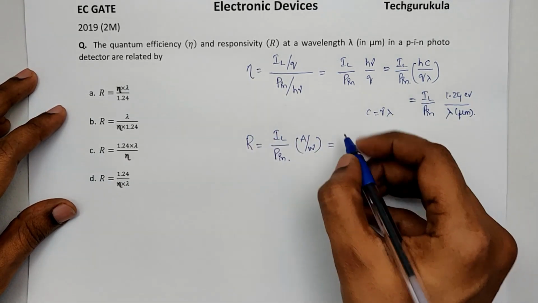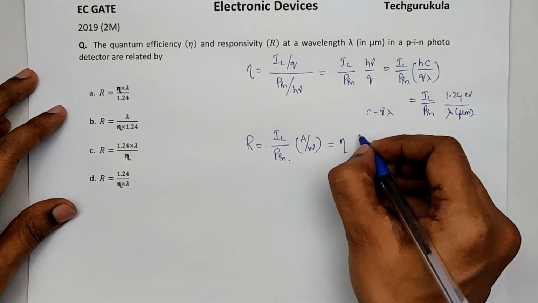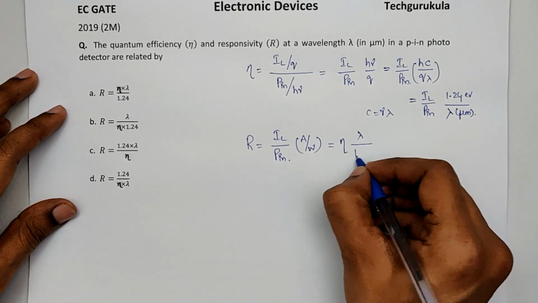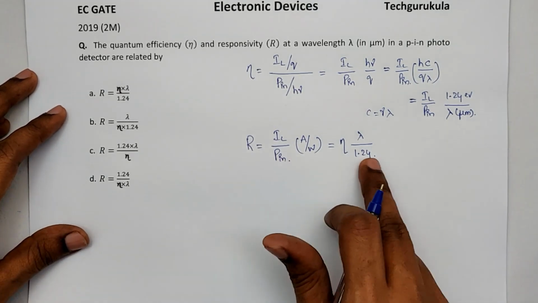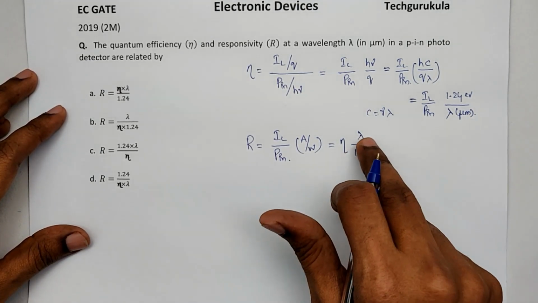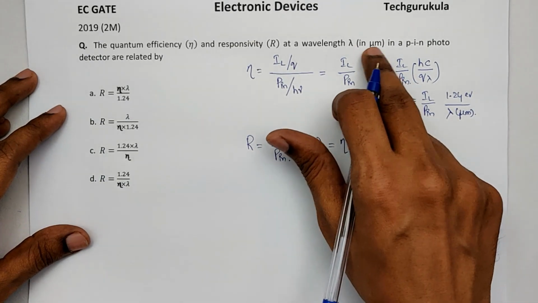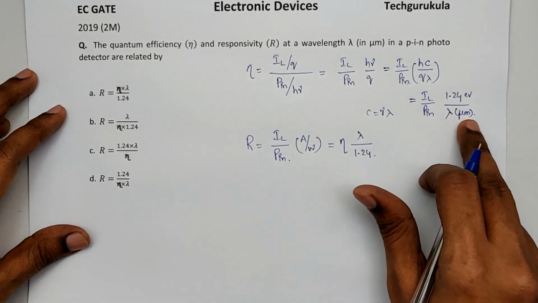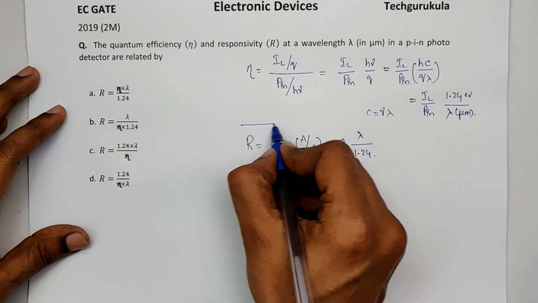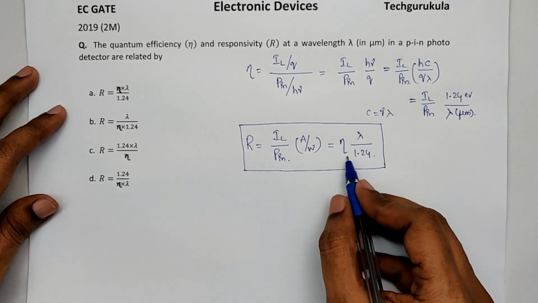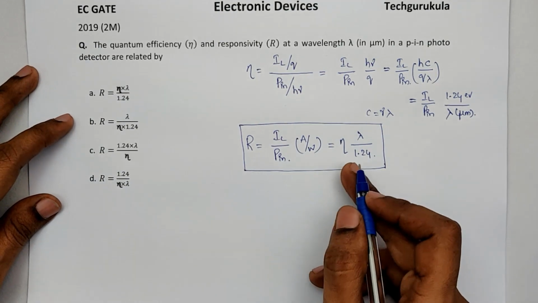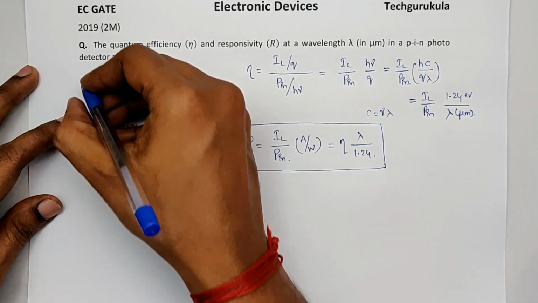So we can write this equal to eta times lambda over 1.24. So responsivity can be written in terms of quantum efficiency and a wavelength, and wavelength is already asked to be in micrometers. This is also in micrometers. So this is the relationship between responsivity and quantum efficiency. So the option is option A, which is correct.